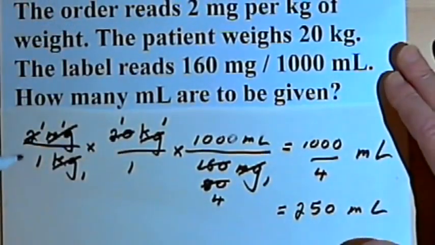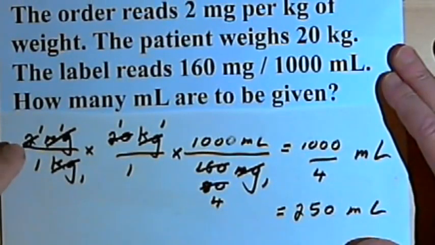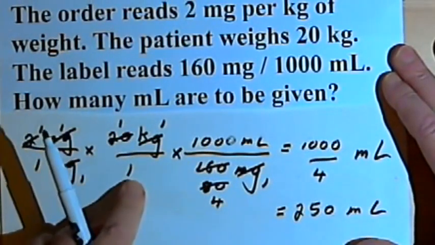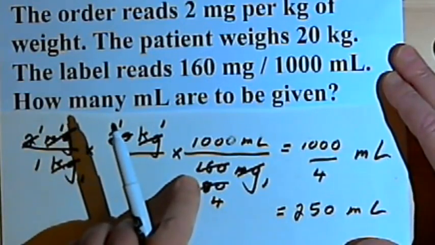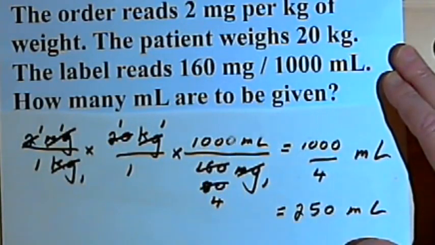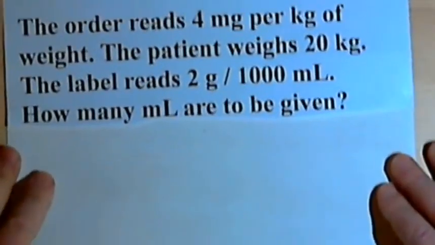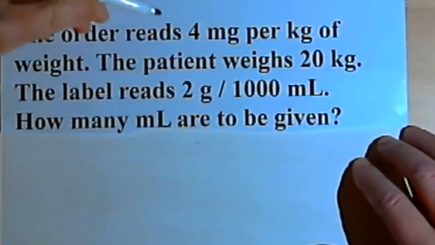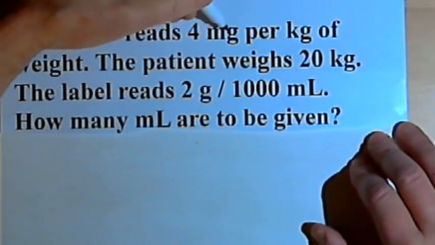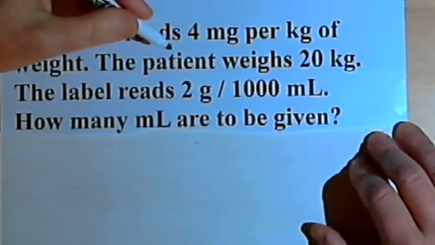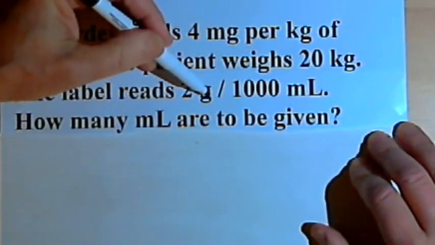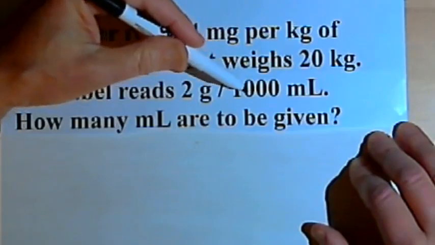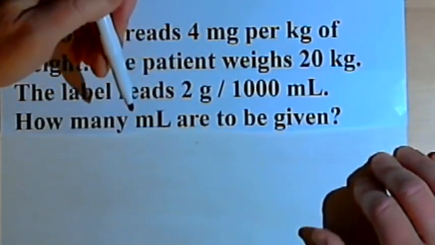Okay, so for this one, we multiplied the order by the patient's weight by the on-hand information, and that gave us our answer. Okay, let's get a little more complicated. This says the order reads 4 milligrams per kilogram of weight. The patient weighs 20 kilograms. The label reads 2 grams per 1,000 milliliters. We want to know how many milliliters are to be given.